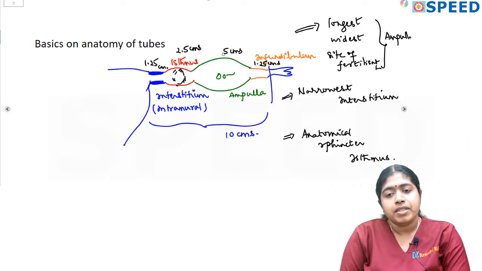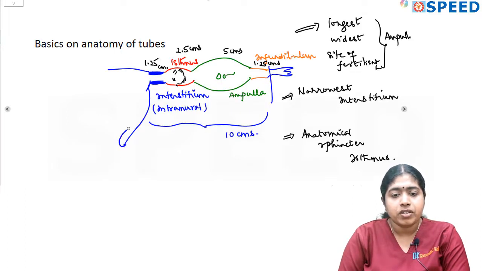So basically what happens after fertilization in the ampulla? Now the zygote moves like this and then enters the uterine cavity and then it gets implanted. The type of implantation is interstitial implantation. So when does it enter the uterine cavity? On day 4 it enters the uterine cavity. Day 4 after fertilization. Day 5 it does the process of hatching.